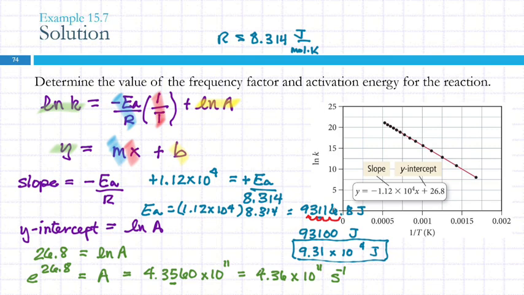Yeah, question? Can you explain how you undo the natural log? Yeah, so can I explain how I got from here to here? So what I did, I'll make this a different color. If I take e to the natural log of A, the natural log and the anti-natural log cancel each other out. Okay. Great question. Any other questions?